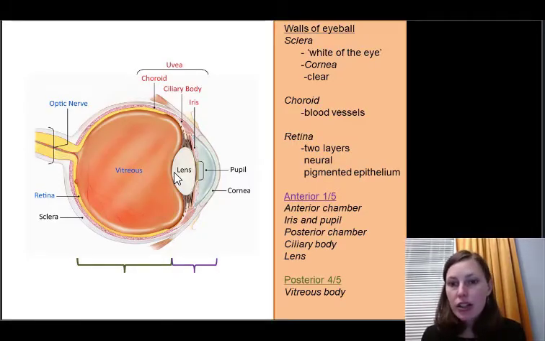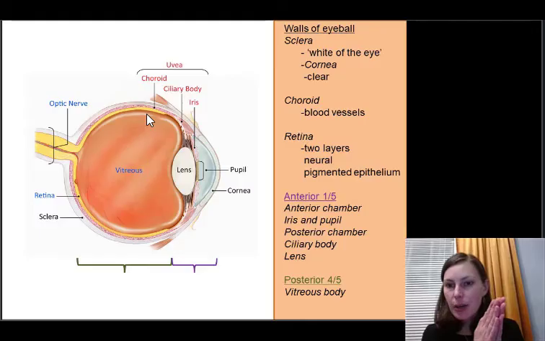It'll push against the back of the lens and keep the lens anterior. It'll push up against the 2 layers of the retina and hold them right against each other. So the pigmented epithelium and the neural layer of the retina are not ever fused.